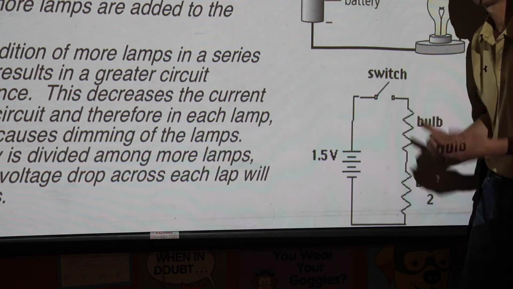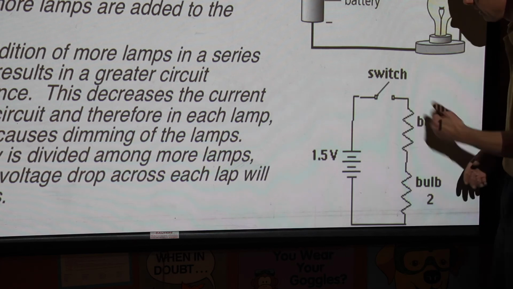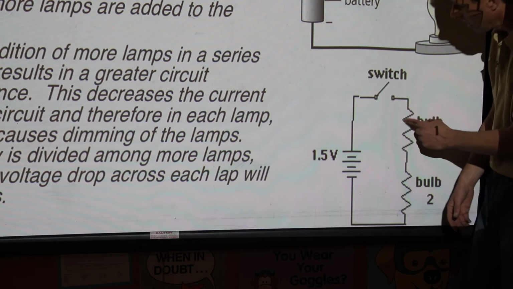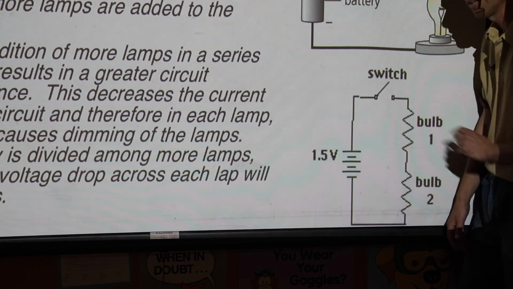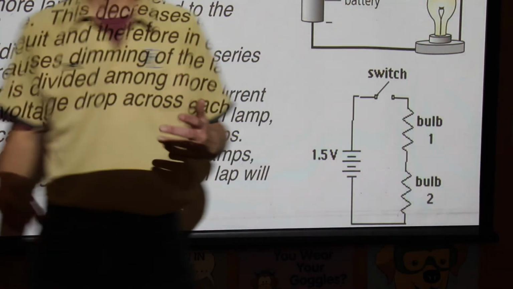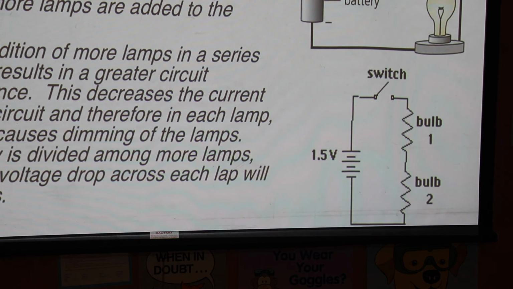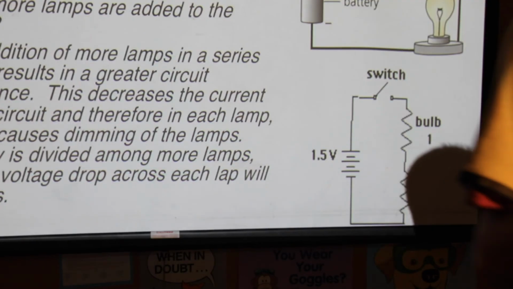It resists electricity. It has a motor or something that resists it, or a filament that resists it. No matter what your appliance is, you draw it as a squiggle. And then you can label it what it is, or you can just say it's R1, R2, which means resistor 1, resistor 2. You know it's an appliance.